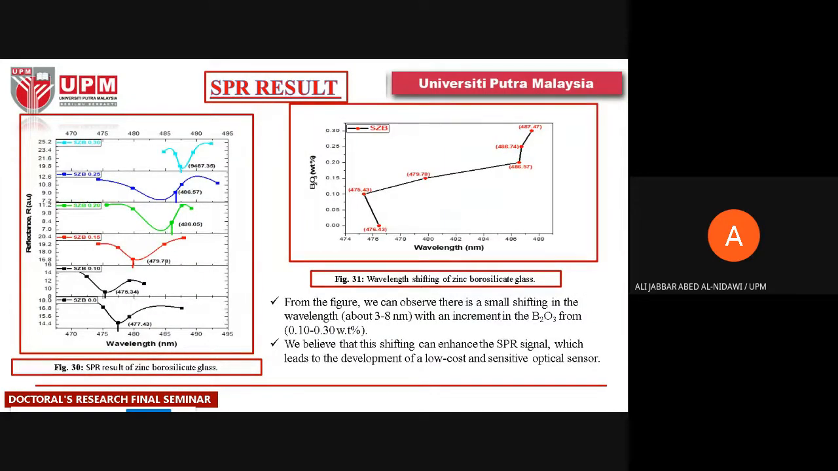There is the surface plasmon resonance, which I obtained at UKM. In this result we can see the shifting increases with increasing percentage of boron. The observed small shifting is about 3 to 8 nanometers, with the boron increasing from 0.1 until 0.3 weight percent. We believe that the shifting can enhance the surface plasmon resonance signal, which leads to the development of a lower cost and sensitive optical sensor.